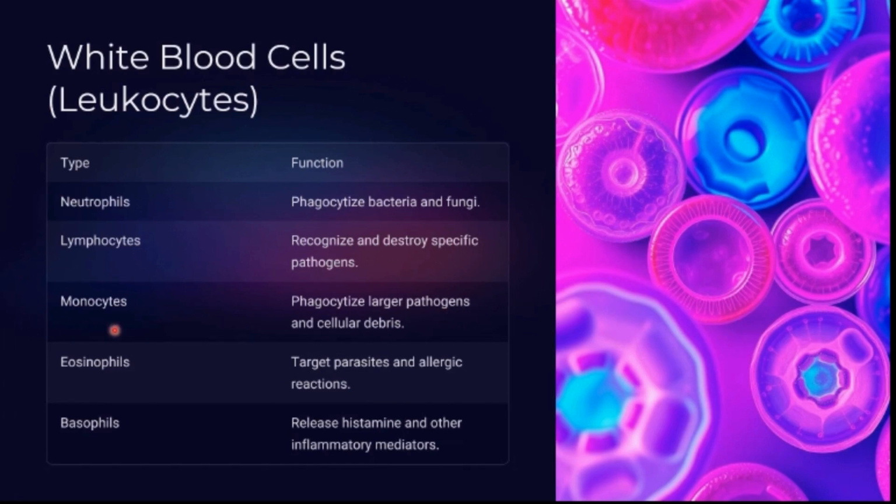Next agranulocyte is monocytes. These are large WBCs that mature into macrophages once they enter tissues, where they engulf pathogens, dead cells and debris. They play a critical role in chronic infections and tissue repair. So an increased amount of monocytes may indicate chronic infections such as tuberculosis or inflammatory conditions. So that was all about white blood cells or leukocytes.